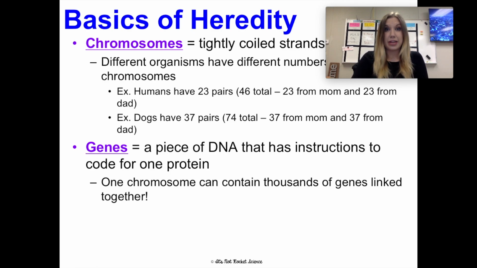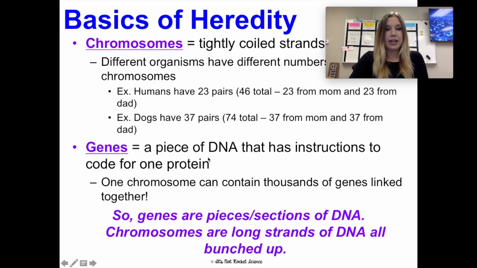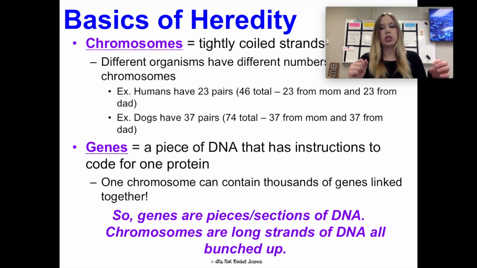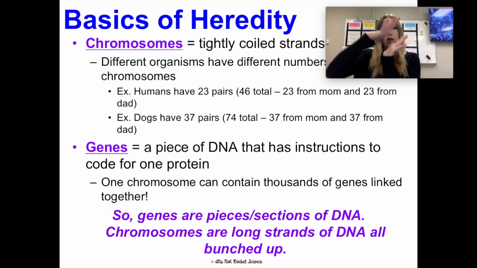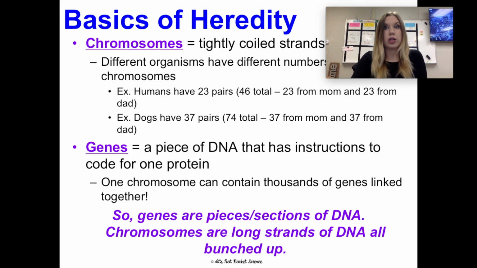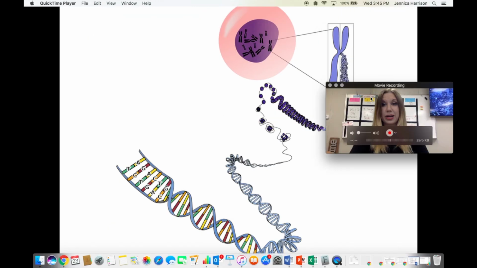So let's go ahead. I think there's one more thing. Genes are pieces, sections of DNA. Hopefully I've slammed that into you guys enough. And chromosomes are just long strands of DNA. So think if we stretched it all out and then bunched it all up, we get that coiled look, that chromosome structure. And this is what I was just explaining.